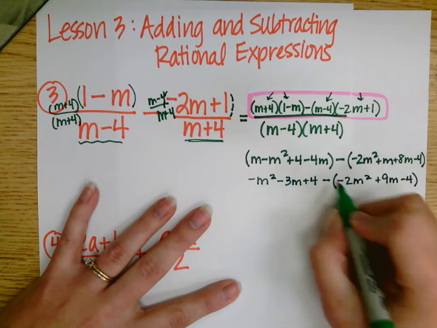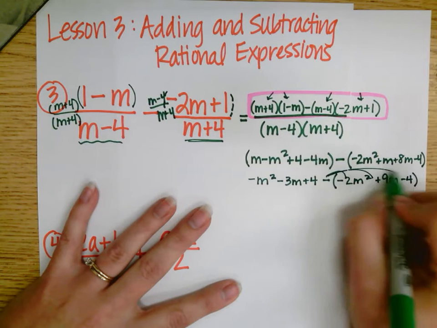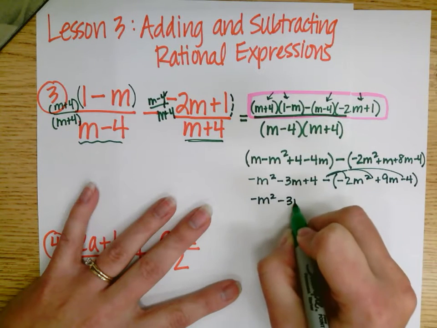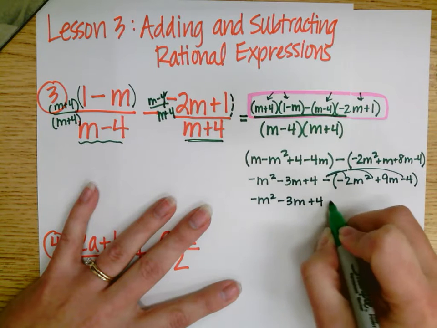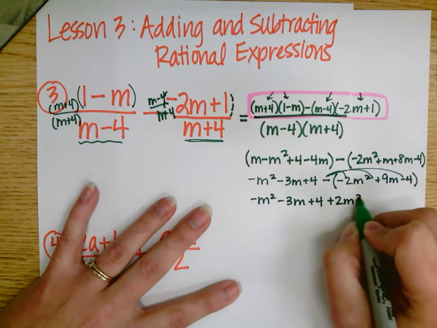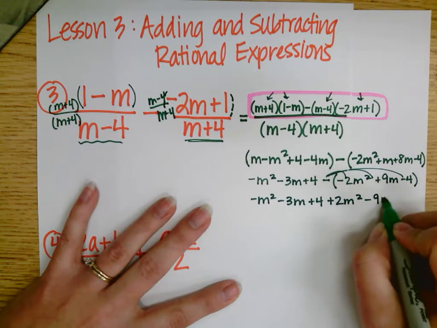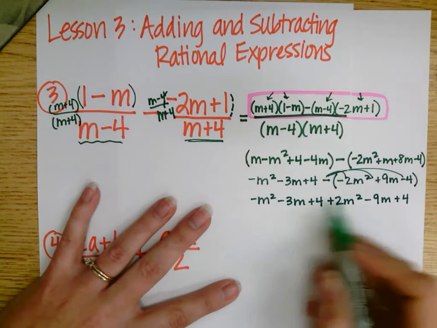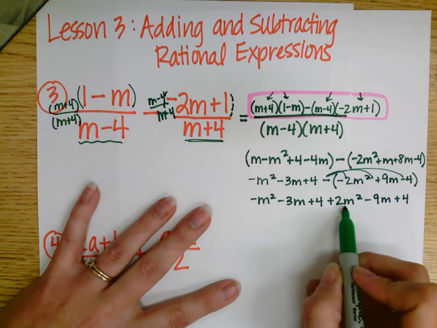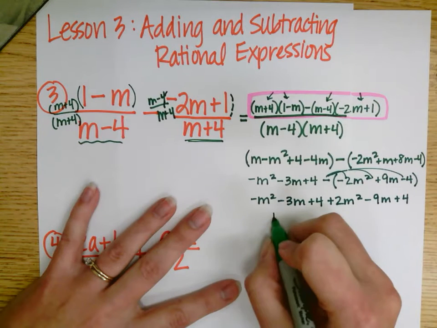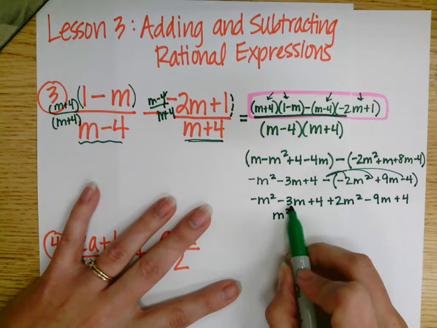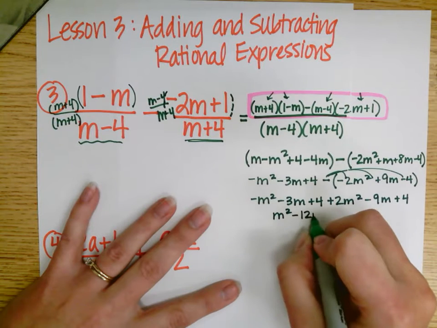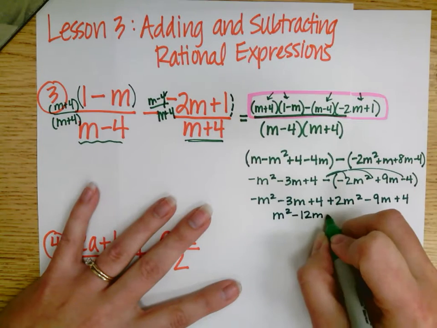And I'm going to distribute this negative. So this is really negative m squared minus 3m plus 4 plus 2m squared minus 9m plus 4. And then combine like terms. Negative m squared and 2m squared is m squared. Negative 3m minus 9m is negative 12m. And 4 plus 4 is 8.